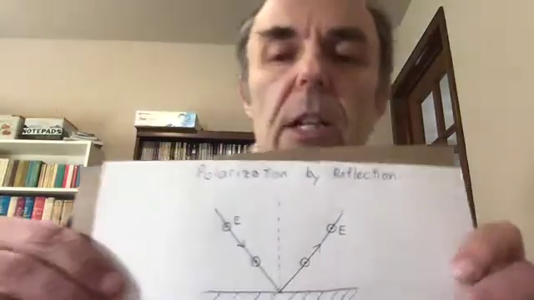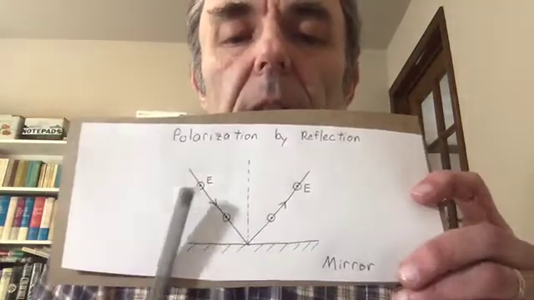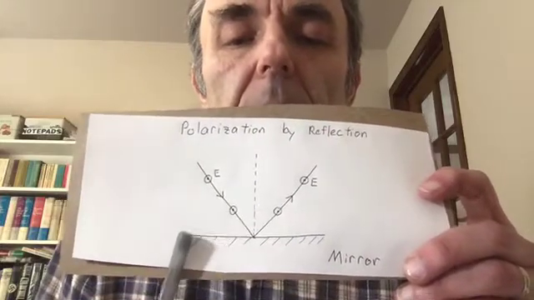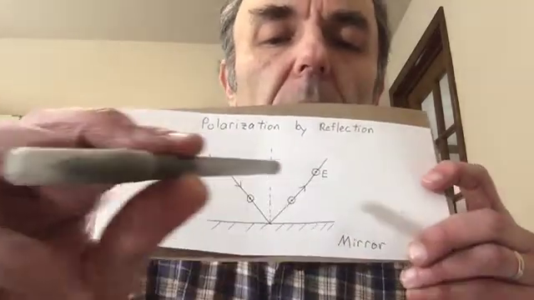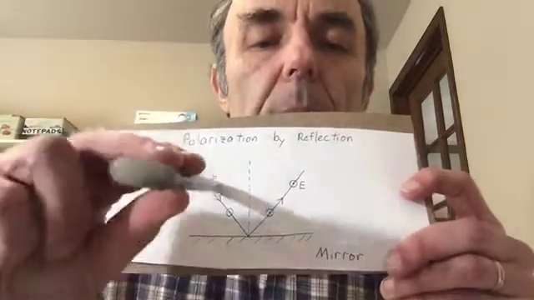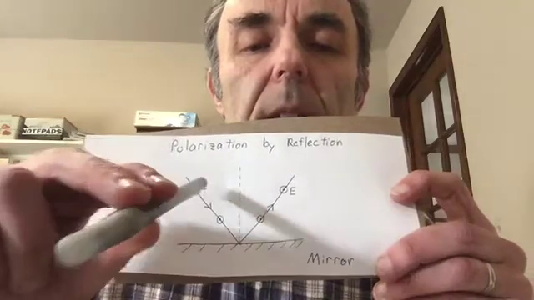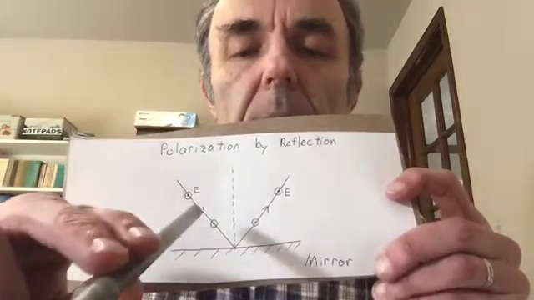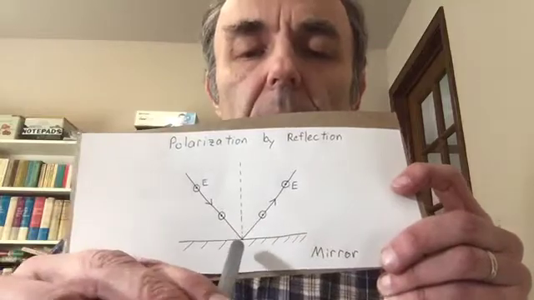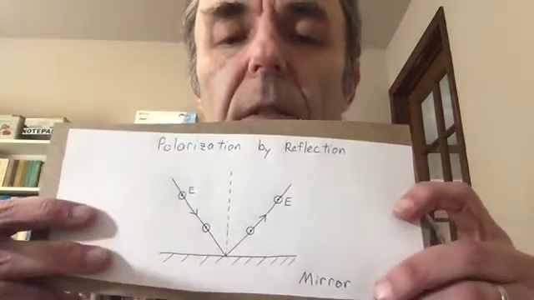First, polarization by reflection. You have electromagnetic radiation coming in and hitting this mirror. And it's plane polarized, so the electric field is going in and out of the paper, drawn by these circles with a dot in them. As it comes down and hits the mirror, what happens? Why do you even get reflections off of a mirror?